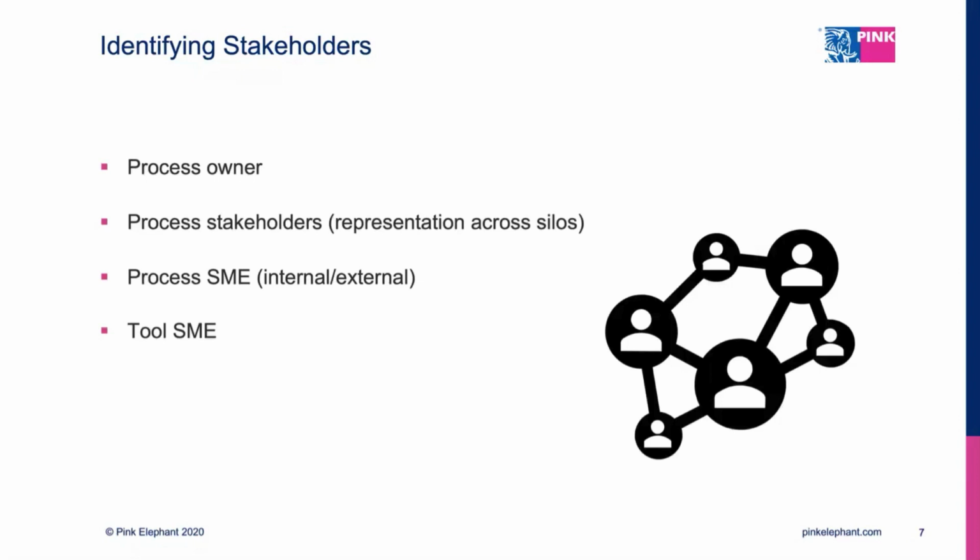So identify the key process stakeholders, those that are going to make decisions across or represent different silos in the organization. If you've got somebody that's very familiar with service management or change management, having a process SME, somebody that understands what the process is intended to do, how it should be structured, and can be used to bounce ideas off, is also an important step.